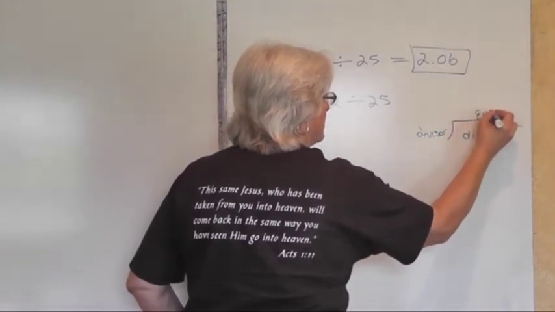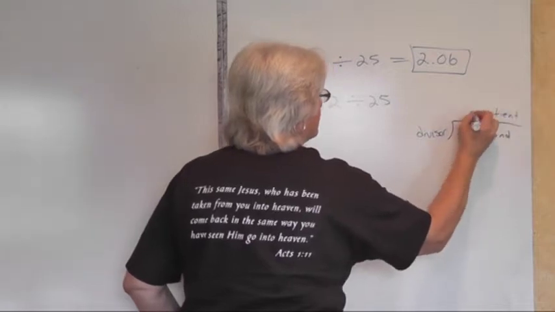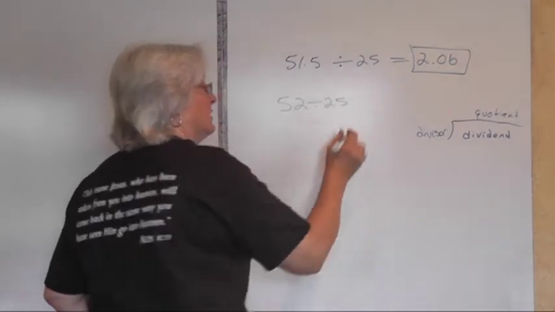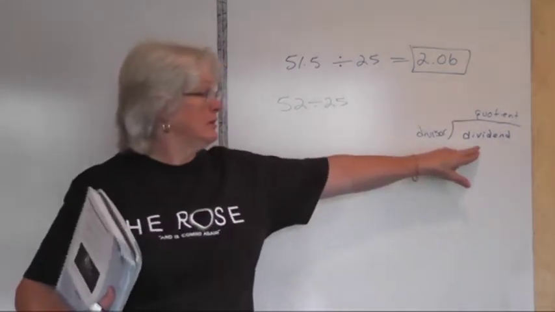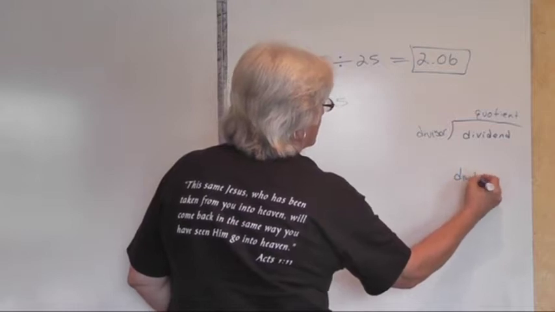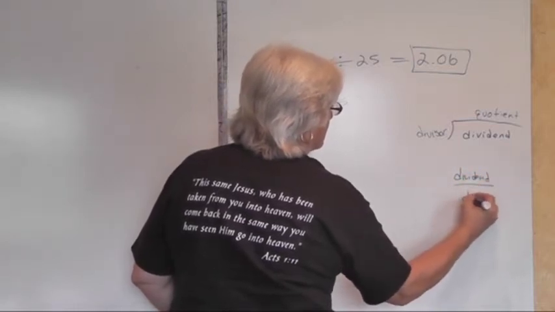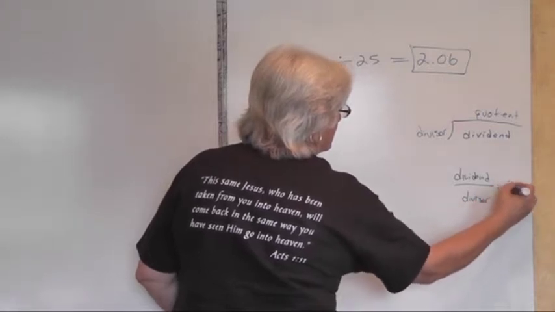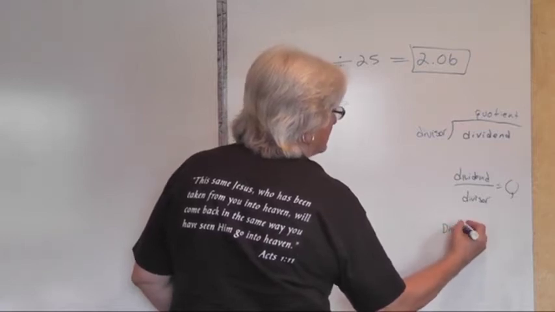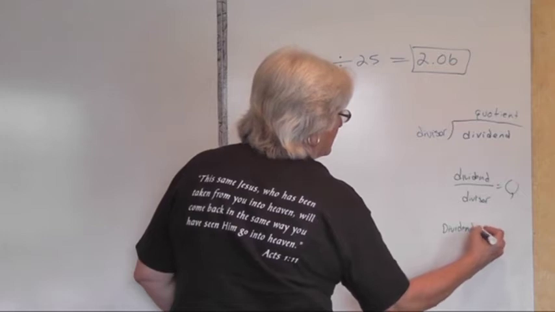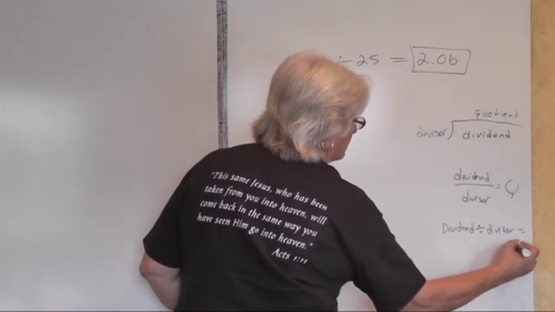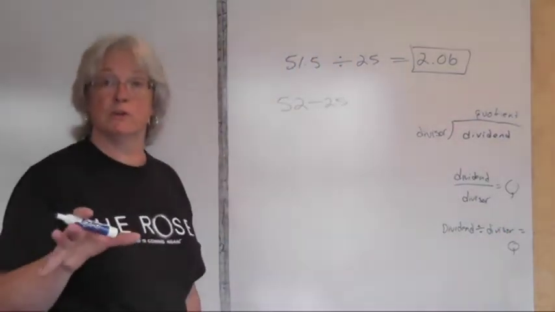Divisor, quotient. If you have not yet learned that, 52 divided by 25. If you've not yet learned your vocabulary, dividend, divisor, quotient: dividend divided by divisor is equal to quotient. Make sure that you know exactly what they're talking about.